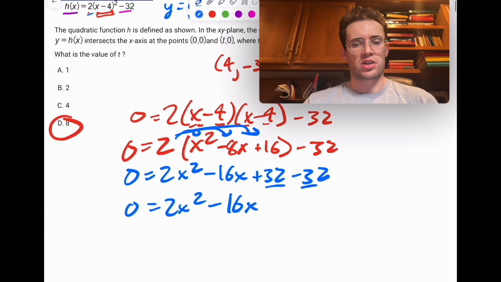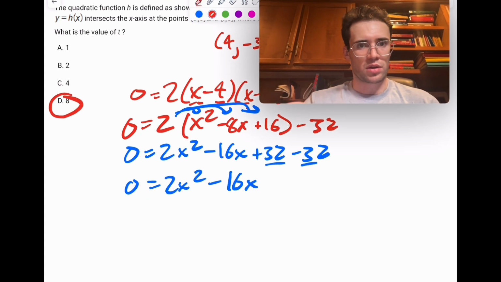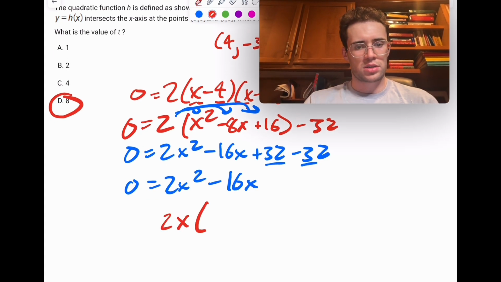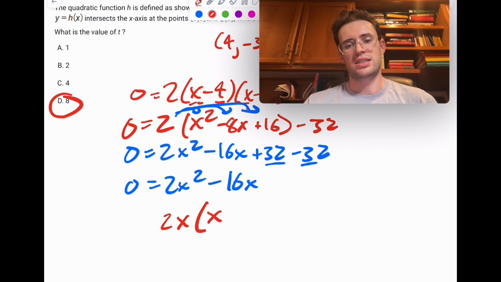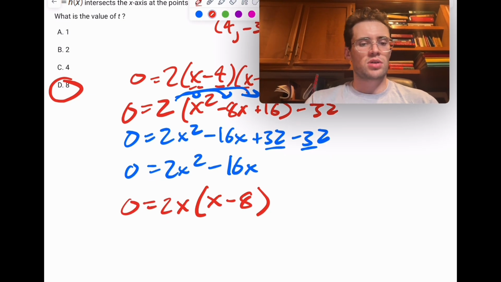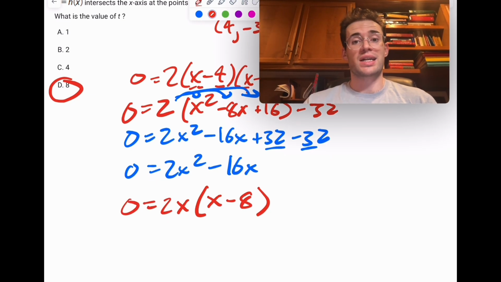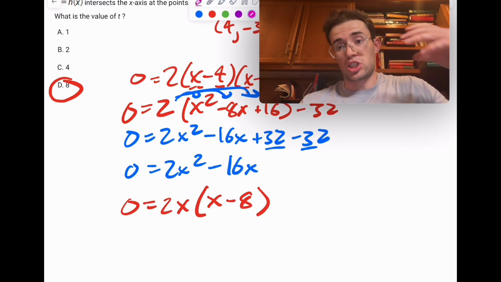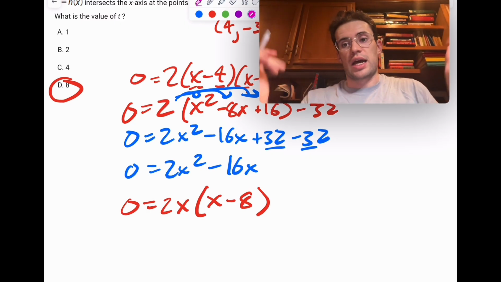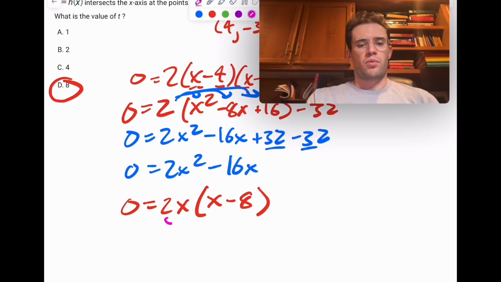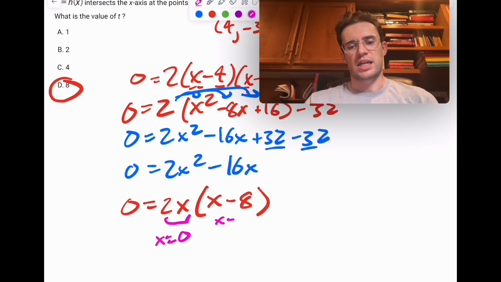And now we can just factor out a 2x from both of these. 2x times, this divided by 2x is just x. Negative 16x divided by 2x would be negative 8. So we get 0 equals 2x times the quantity x minus 8. That's pretty simple factoring because you're just pulling out a GCF. You're not doing the opposite of foiling here. And think, when is this equal to 0? When x is 0. And when is x minus 8 equal to 0? When x equals positive 8.